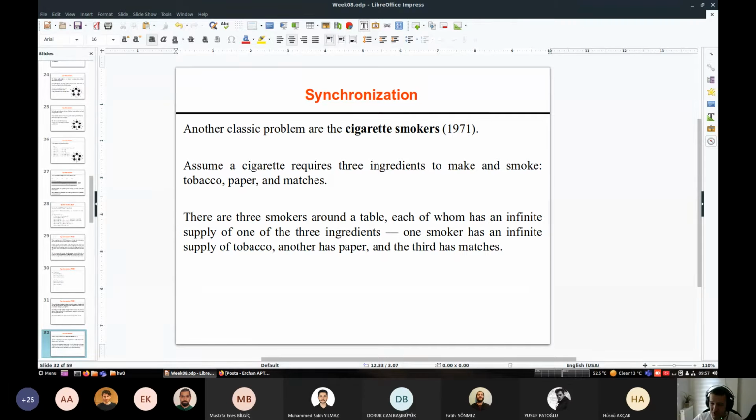And we have just three smokers around a table, each of whom has an infinite supply of one of the ingredients. So you have 3 smokers. They all want to make cigarettes in order to smoke. And each of them has one material in infinite amount. One of them has infinite tobacco. One of them has infinite paper. And the other one has infinite matches. Okay.